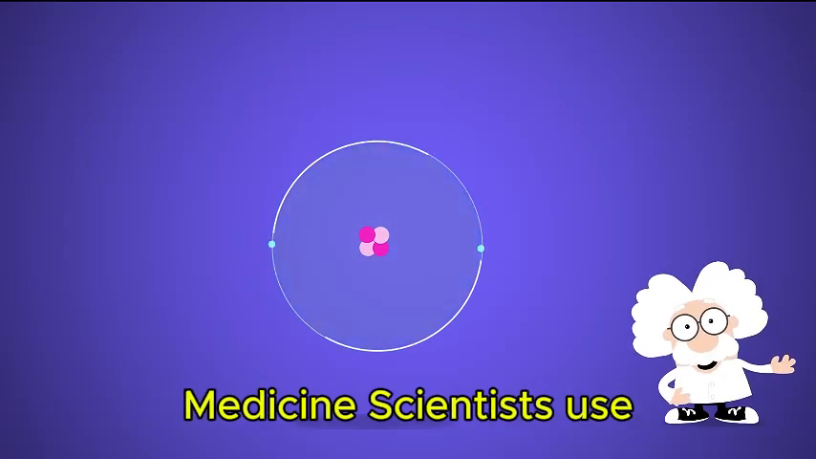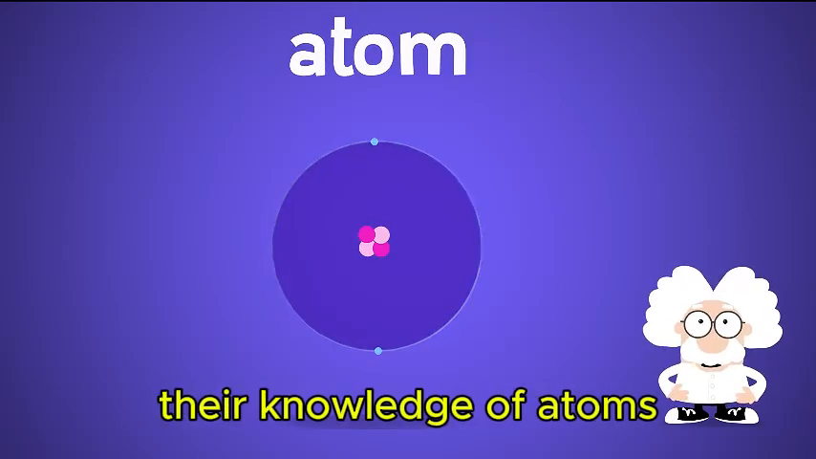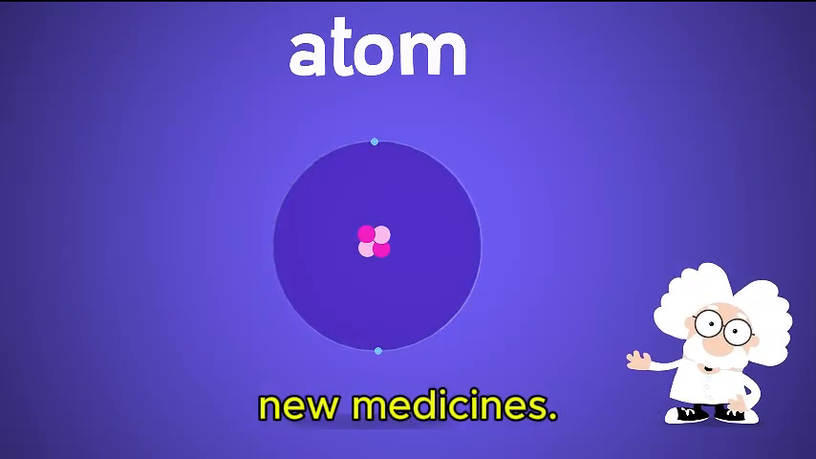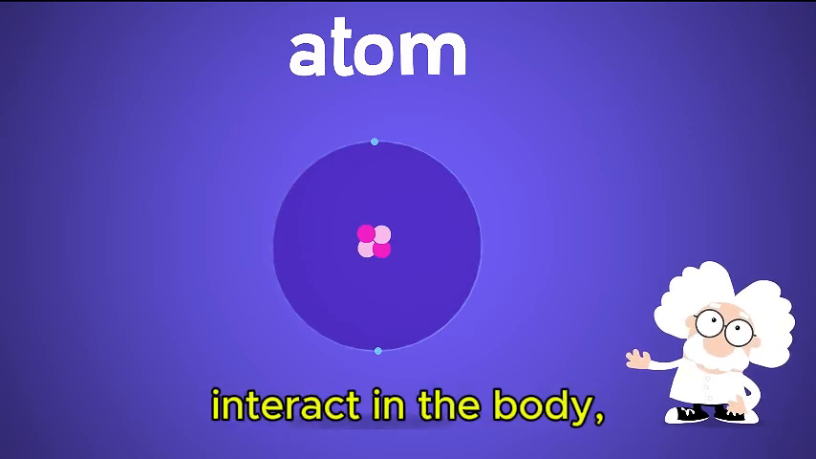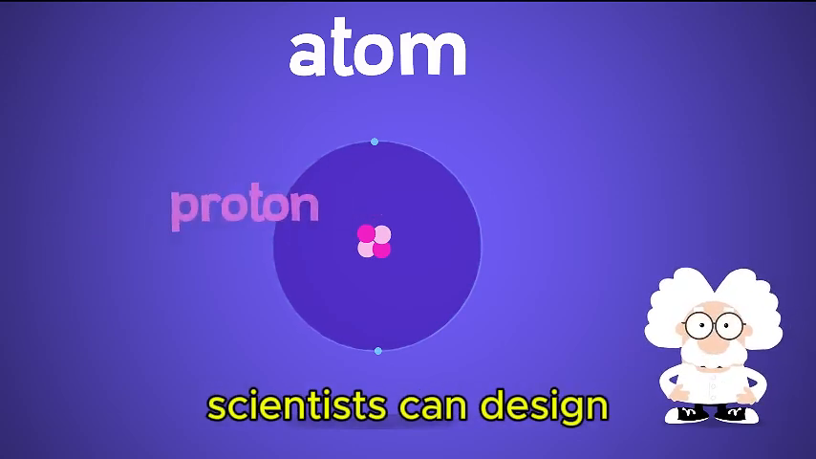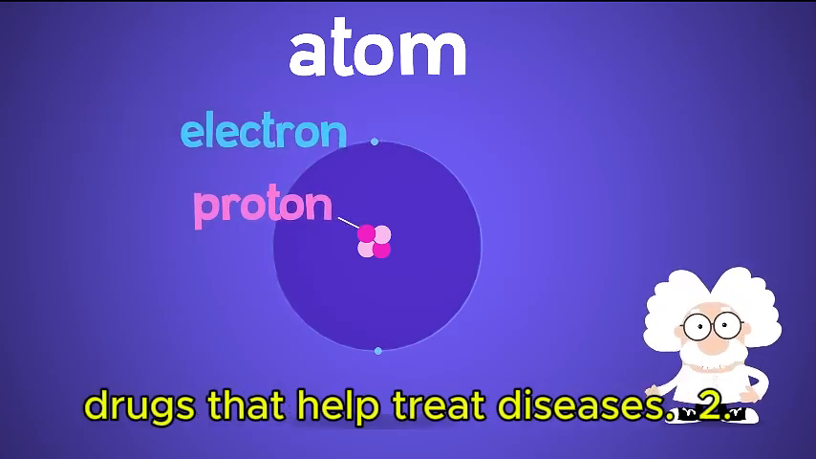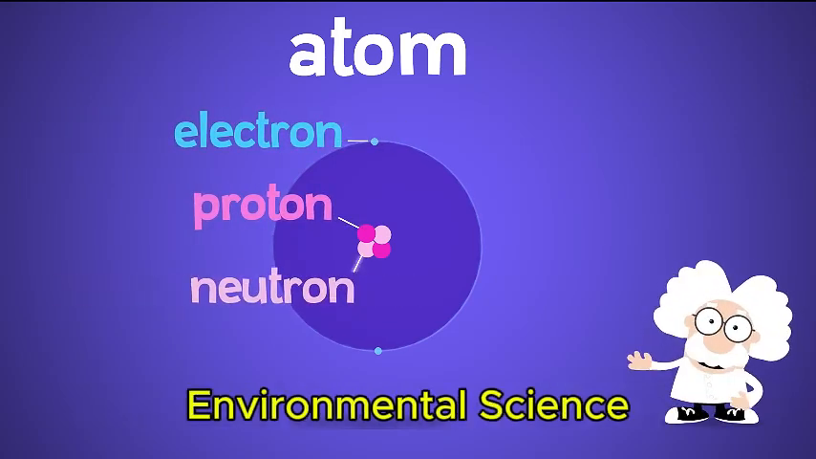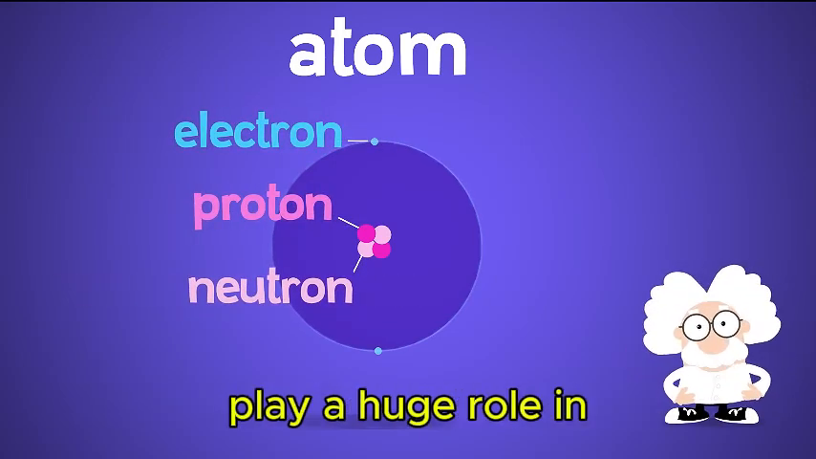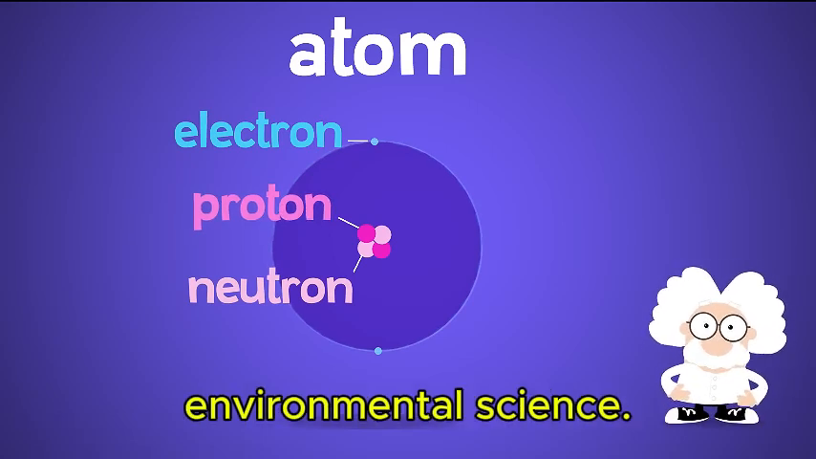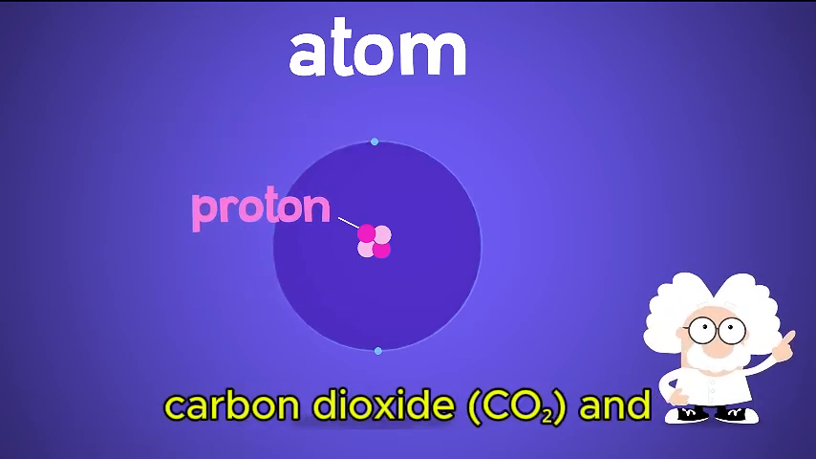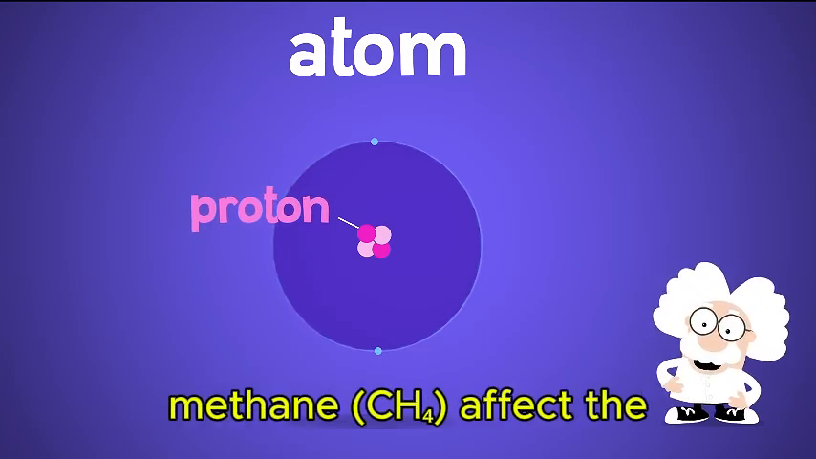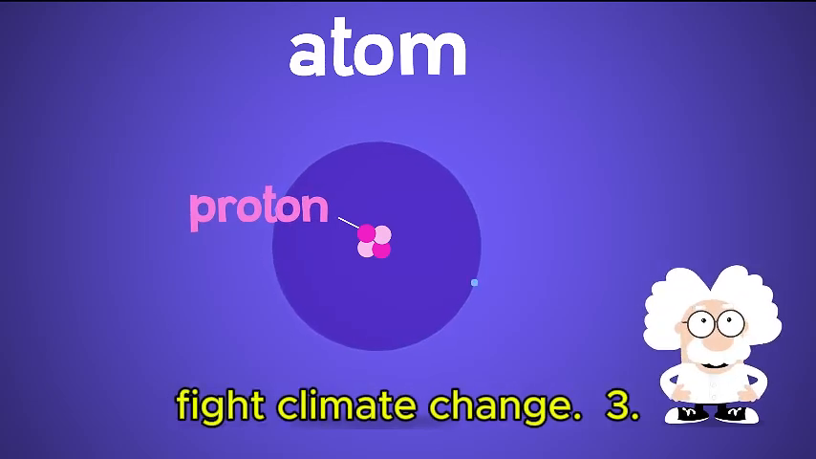1. Medicine. Scientists use their knowledge of atoms and molecules to create new medicines. By understanding how different molecules interact in the body, scientists can design drugs that help treat diseases. 2. Environmental science. Atoms and molecules also play a huge role in environmental science. Understanding how different gases like carbon dioxide (CO2) and methane (CH4) affect the environment can help us fight climate change.